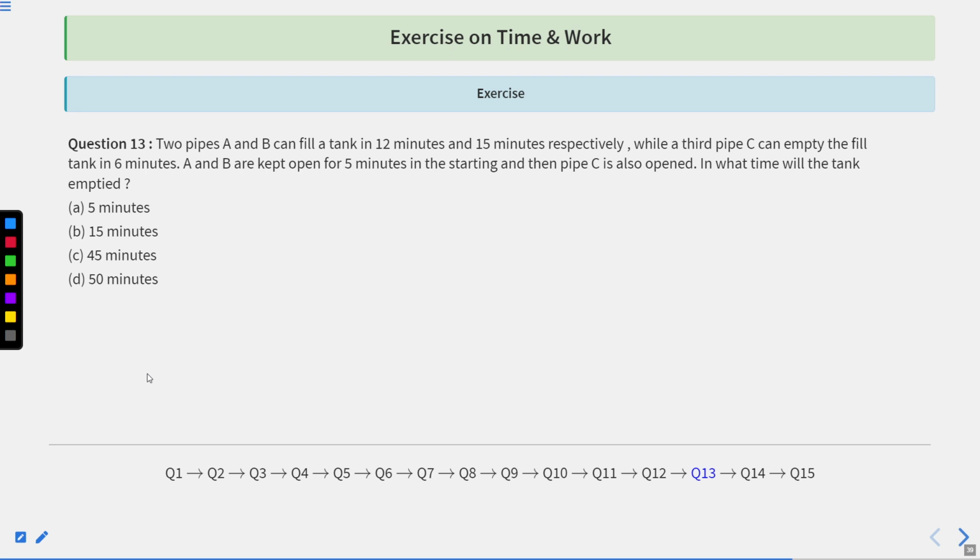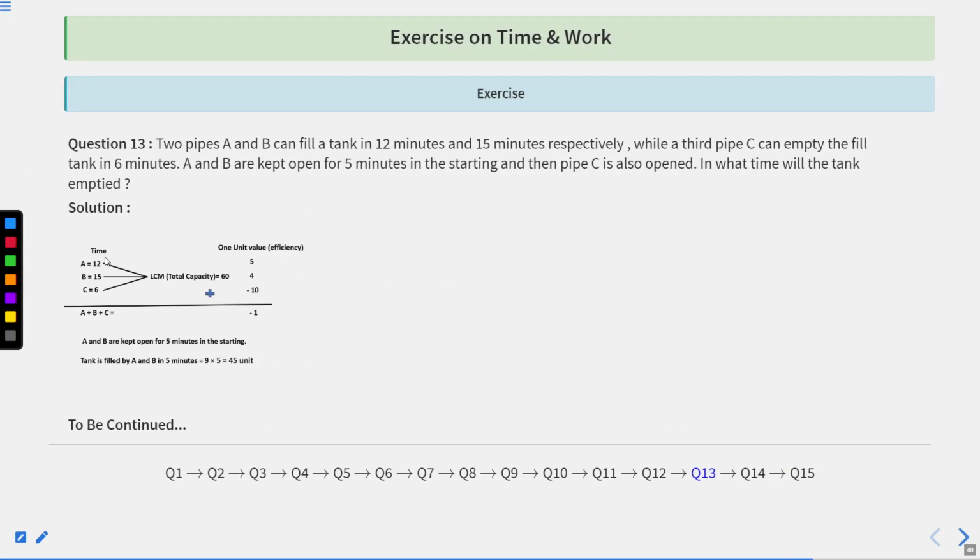Question number 13. Two pipes A and B can fill a tank in 12 minutes and 15 minutes respectively, while a third pipe C can empty the full tank in 6 minutes. A and B are kept open for 5 minutes in the starting and then pipe C is also opened. So in what time will the tank be emptied?